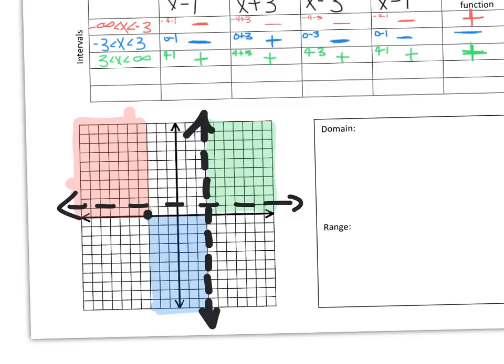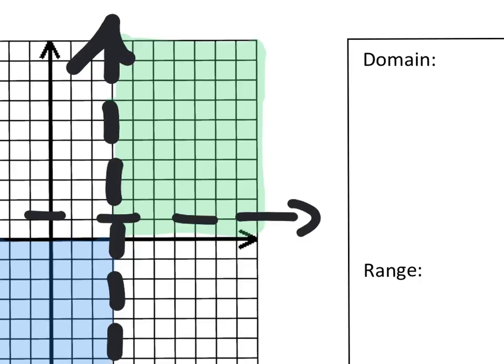So let's start with the green quadrant up here. I need my graph to hug my asymptotes that's in this green corner. So where could my graph be? It could be on top of the horizontal asymptote. Technically, could it be between the horizontal asymptote and the x-axis? You're saying no. Why not?